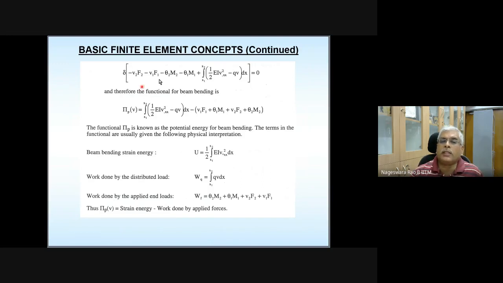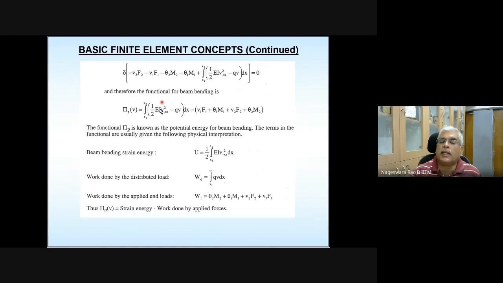And from this equation you can write this functional, the potential energy function. If the loads and moments are applied at either end, then potential energy is given by this one. This is also straightforward. If you know the structural mechanics concepts, you can write this easily. Again, this is potential energy.